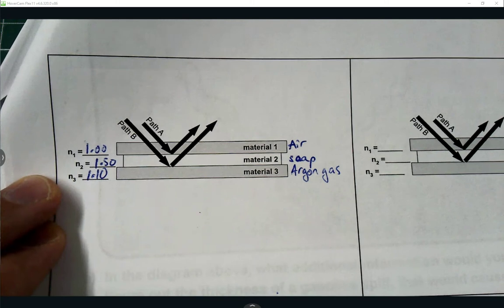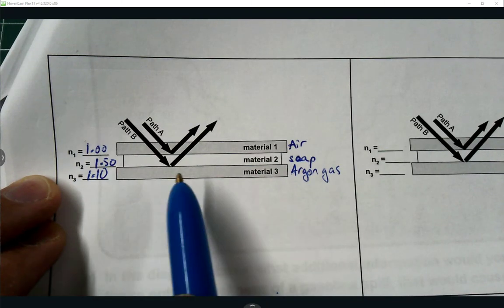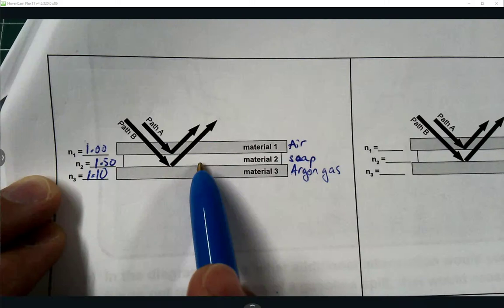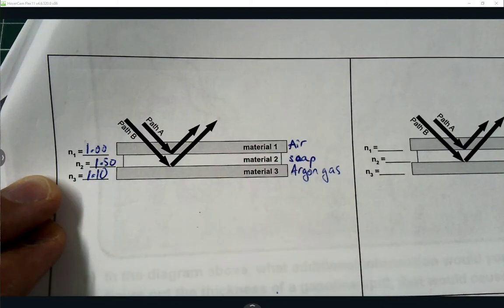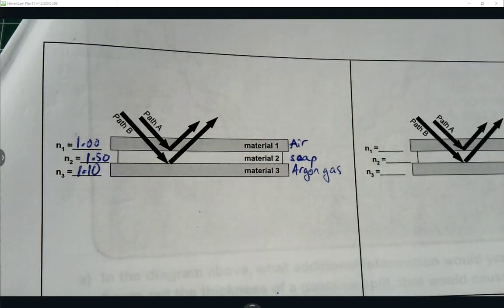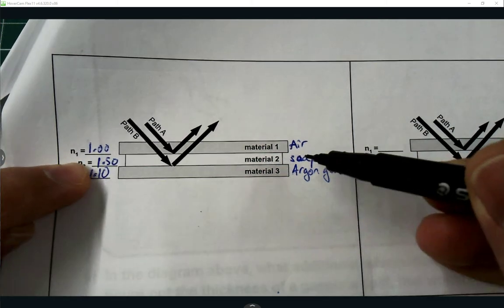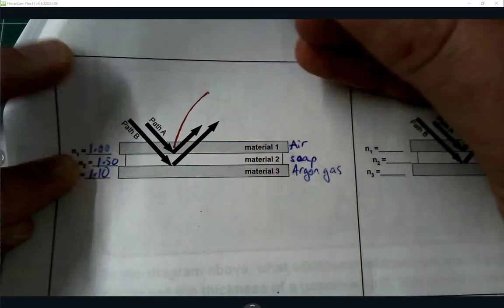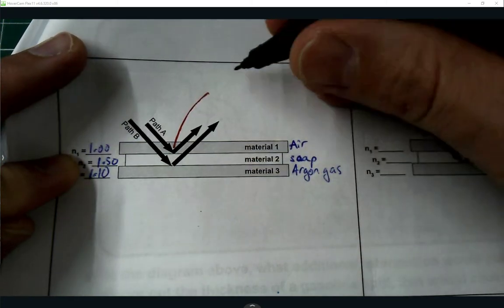And what we said earlier was that when light reflects off of an interface where the reflective surface, as opposed to the incident surface, has a higher index of refraction, what does the light wave do? It inverts, yeah. So I'm going to make a little label there. Notice that material 2, soap, has a higher index of refraction than material 1. So I'm going to label right there inversion at the upper interface.